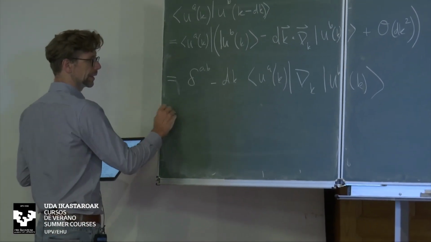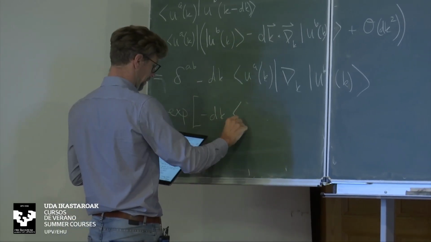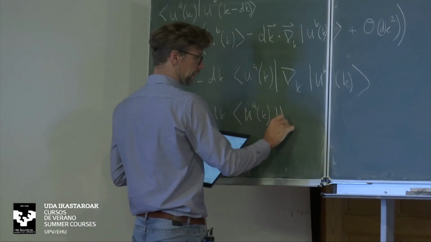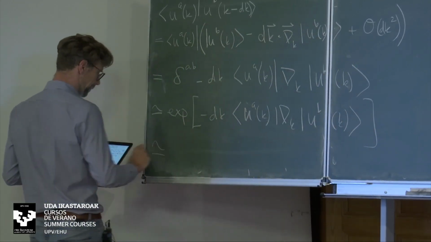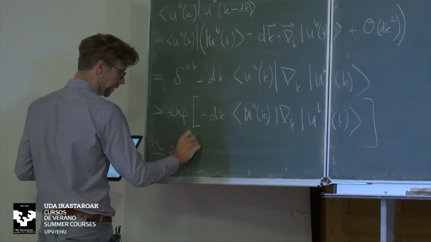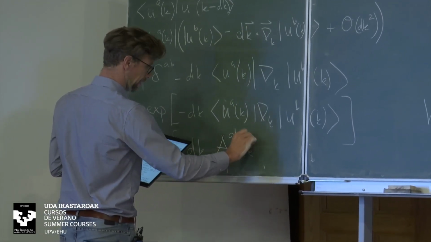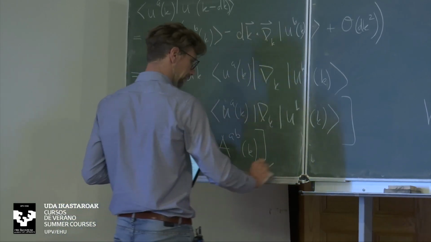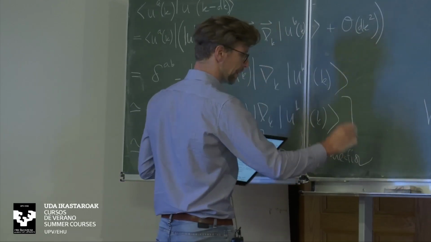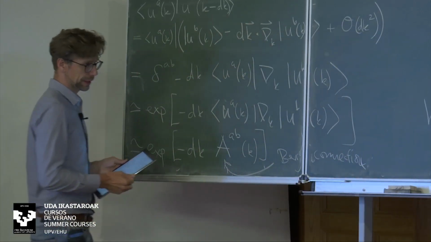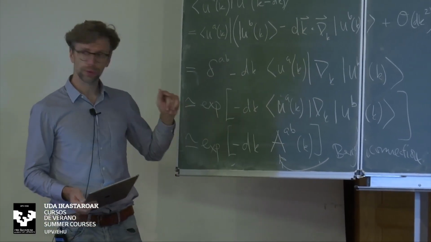If you feel like you can exponentiate that, then you get minus dk u_A of k gradient_k u_B of k. And that is sometimes, or actually most of the time, written as a gauge field A_AB of k, which is also called the Berry connection. So now you see the definition of the Berry connection is exactly that, right? This overlap.